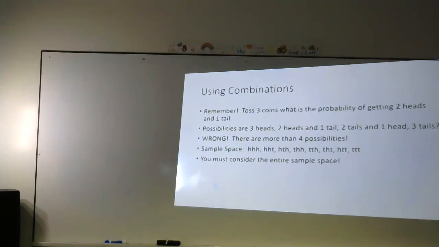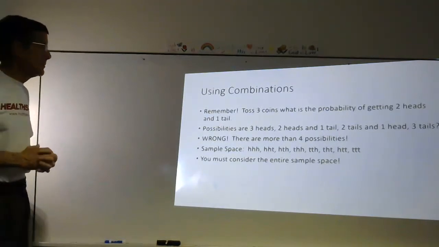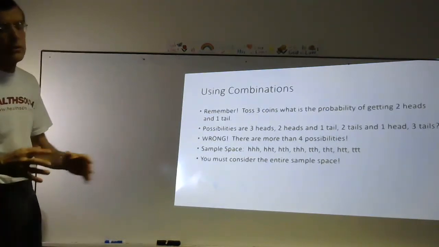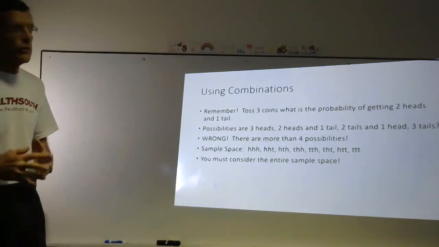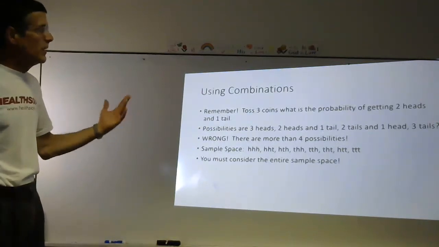All right, so let's jump into chapter 5, section 3, and talk a little bit about how we can use combinations in probability problems. Now, I want to go back to a problem we talked about, oh my word, when we first started chapter 4. If you toss 3 coins, what's the probability of getting 2 heads and a tail?